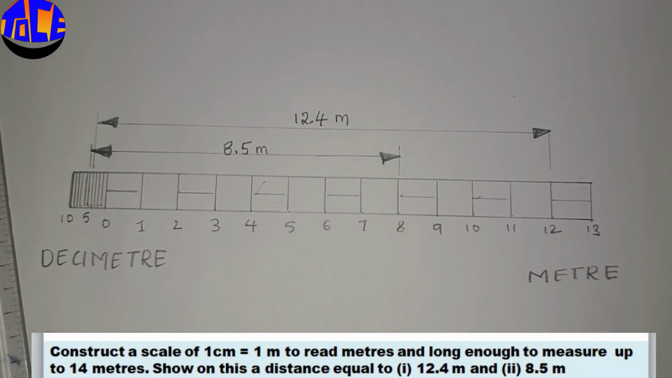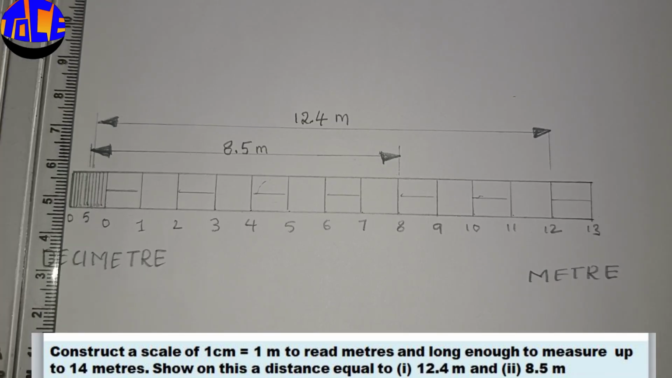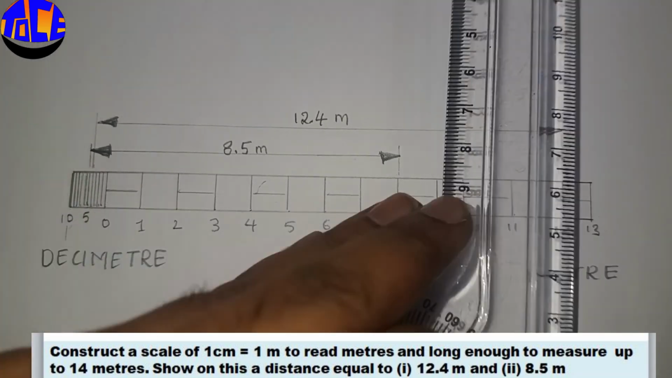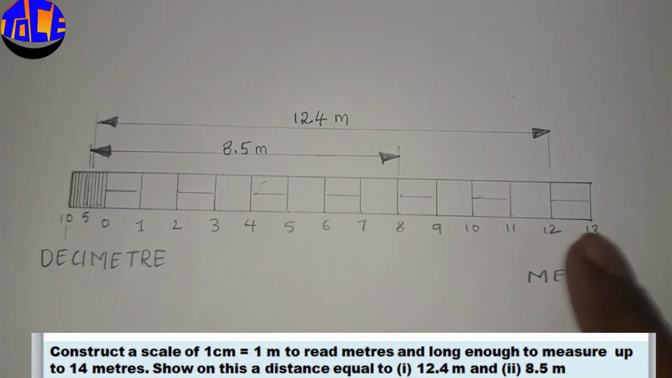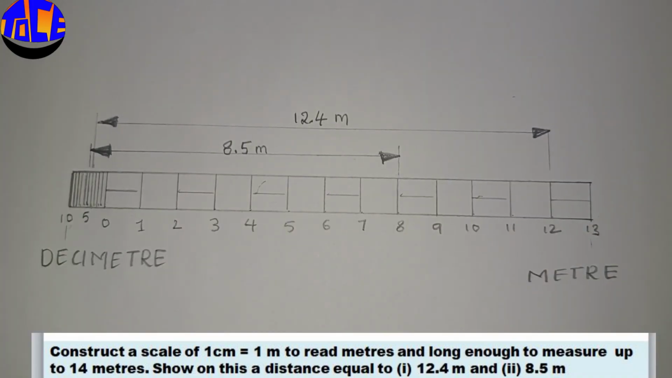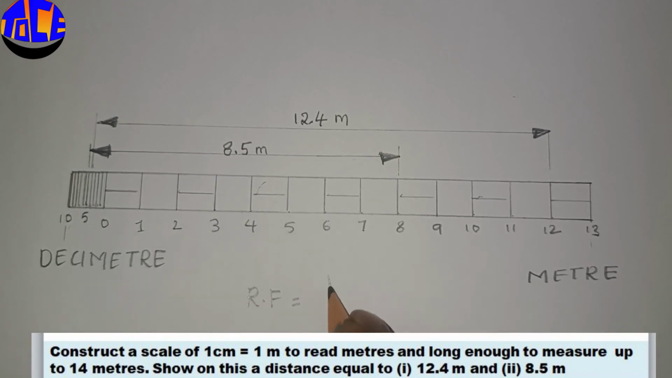Like that we can show any value which is less than 14 meters. Suppose if you are asked to show 14 meters itself, this is 14 meters. From here to the end point will be 1 meter. So this is 13 and this will be 1 meter. And we have to write the RF value in between as well. RF is equal to 1 divided by 100. So this is how we are going to construct the plane scale to represent any two consecutive units.